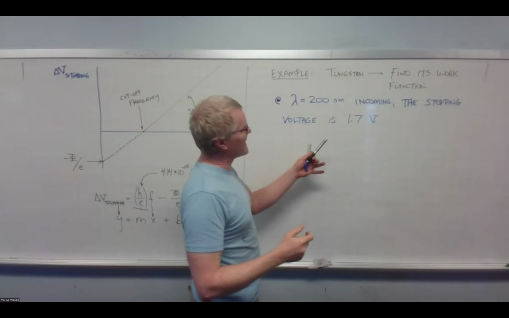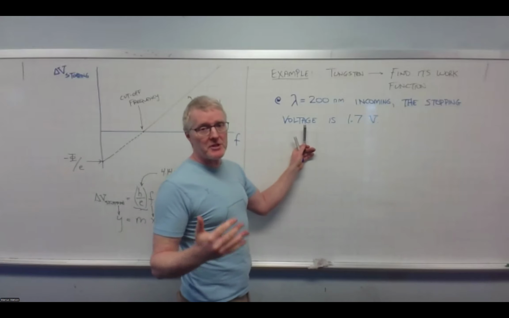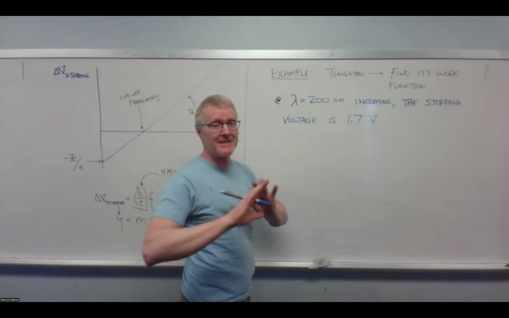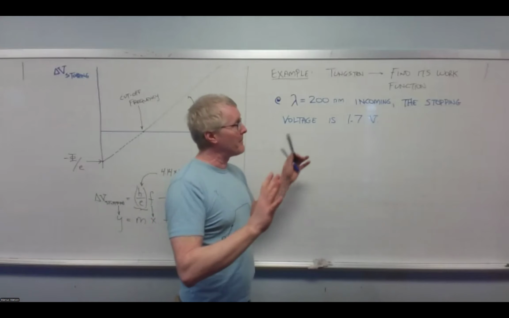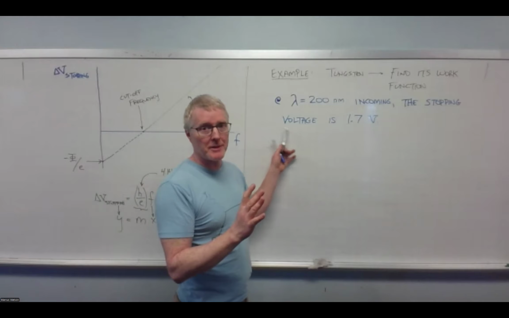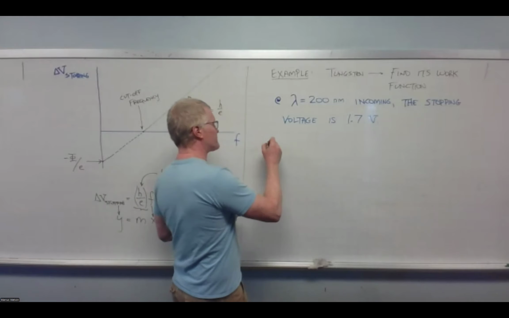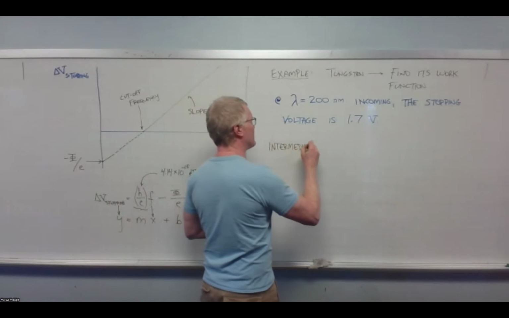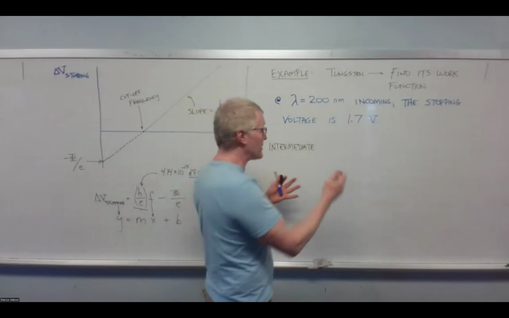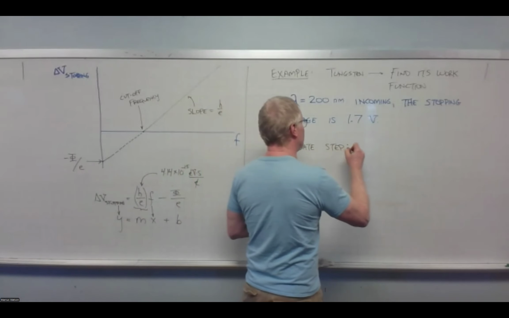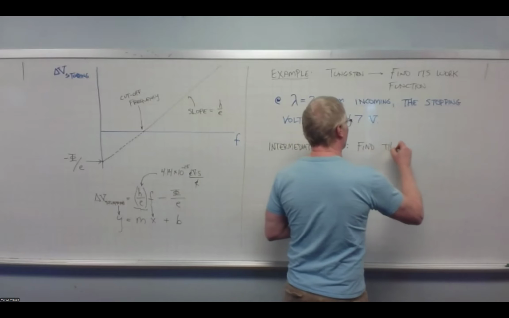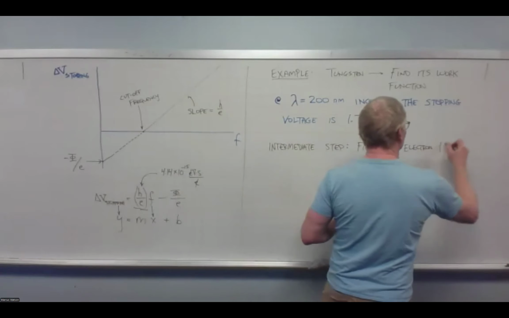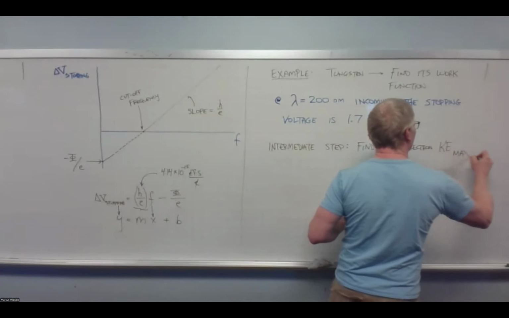So the maximum kinetic energy, okay? Because the stopping voltage takes the complete photocurrent, that's everything that's coming out of the material. It takes all of those electrons and stops them. That must mean the maximum kinetic energy of the electrons is related to the stopping voltage. So let's do an intermediate step of finding out what is the maximum electron kinetic energy, which I'll just call Ke max here, if that's all right.